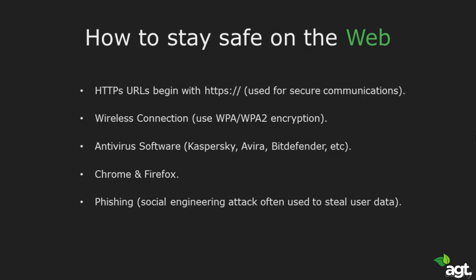Okay, so now let's see how you can protect yourself online. First thing, when you are browsing the internet and using sensitive information such as usernames, passwords, or credit card numbers, make sure the URL begins with HTTPS, which is a protocol used for secure communications. And if you are using a wireless connection, please don't forget to secure your network using WPA, because all information can be intercepted by someone nearby using a tool like Wireshark.